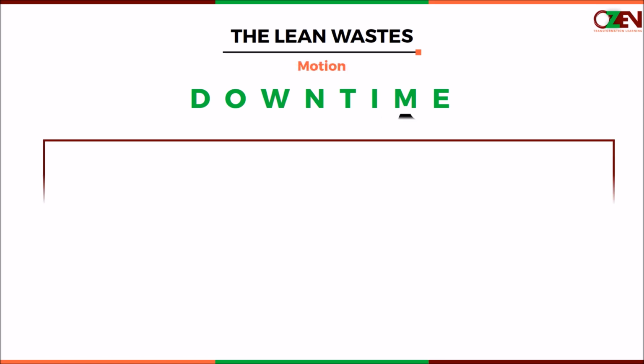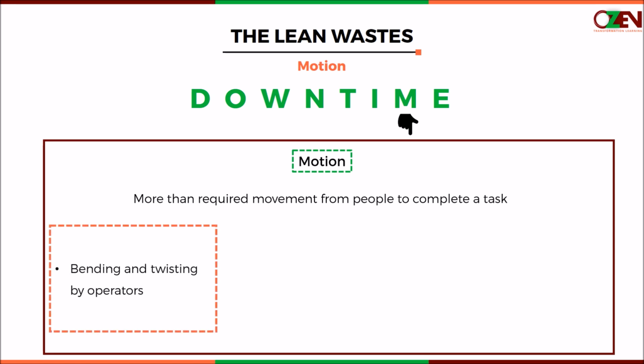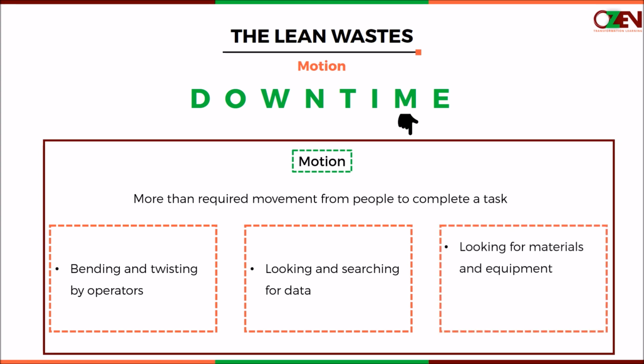M is for motion. This refers to the unnecessary movement by people to complete a task. In manufacturing, unnecessary bending and twisting by operators is considered unnecessary motion. In service, searching for data is considered unnecessary motion. In healthcare, looking for materials and equipment, or nurses walking from station to patient's room is considered unnecessary motion.